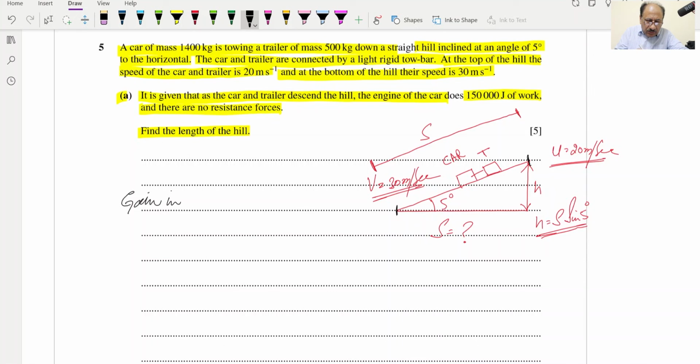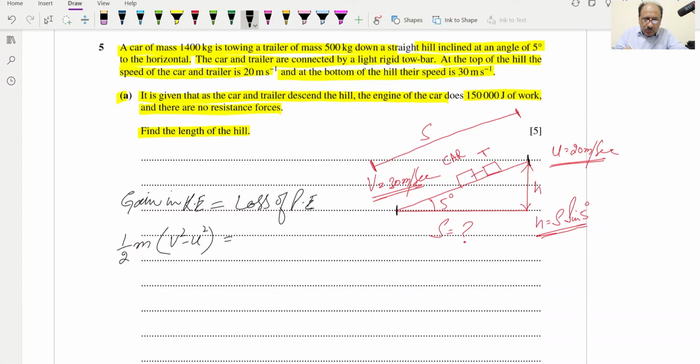So gain in potential energy will be equal to loss of potential energy. Sorry, gain in kinetic energy will be equal to loss of potential energy. Now gain in kinetic energy will be what? Half mv square. So half mv square will be change in velocity, so v square minus u square. Half m, this will be half m, and this will be velocity.